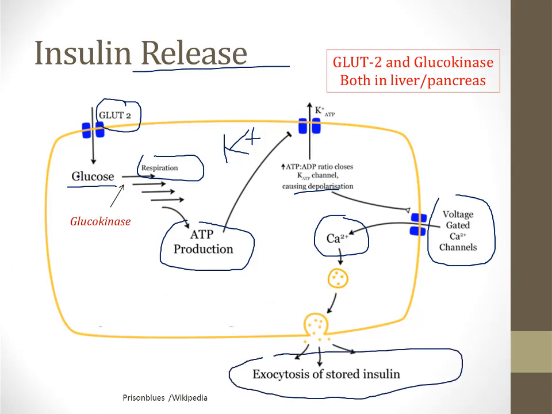So via this mechanism, the more glucose that comes into the cell, the more likely the cell is to release insulin, and that's how insulin gets released in response to a meal and high glucose levels. A couple of comments on this overall process.